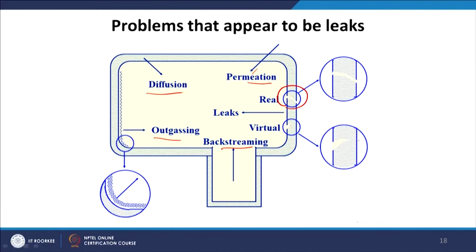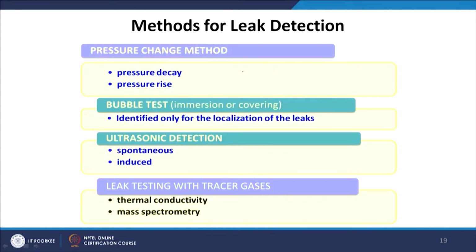Now, leaks can be a real leak or a virtual leak. A virtual leak does not extend through the whole wall, but a real leak does. There is really a channel created, so that gas molecules can come from outside and change the pressure reasonably. Our problem is to find the real leak. How can we find out where the leak is in the chamber? There are several methods of leak detection. One very popular and common technique is the pressure change method.